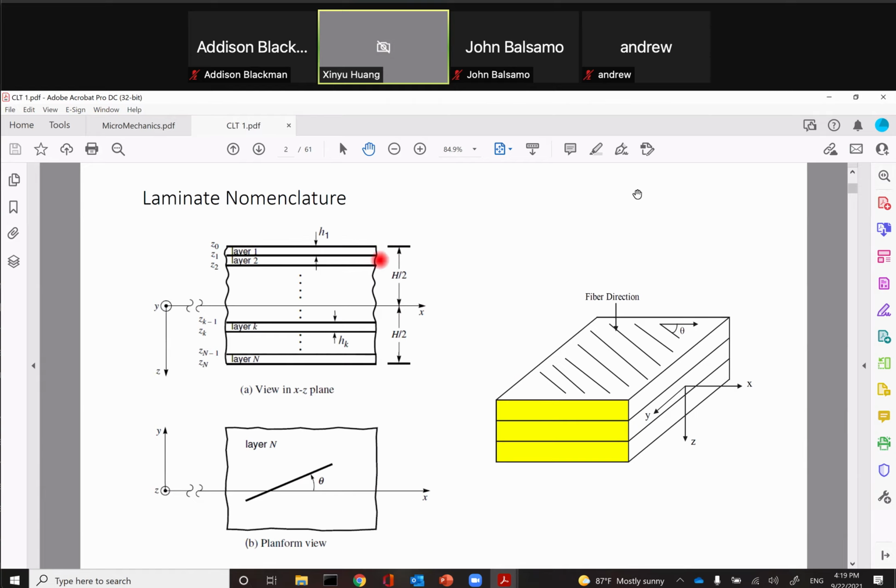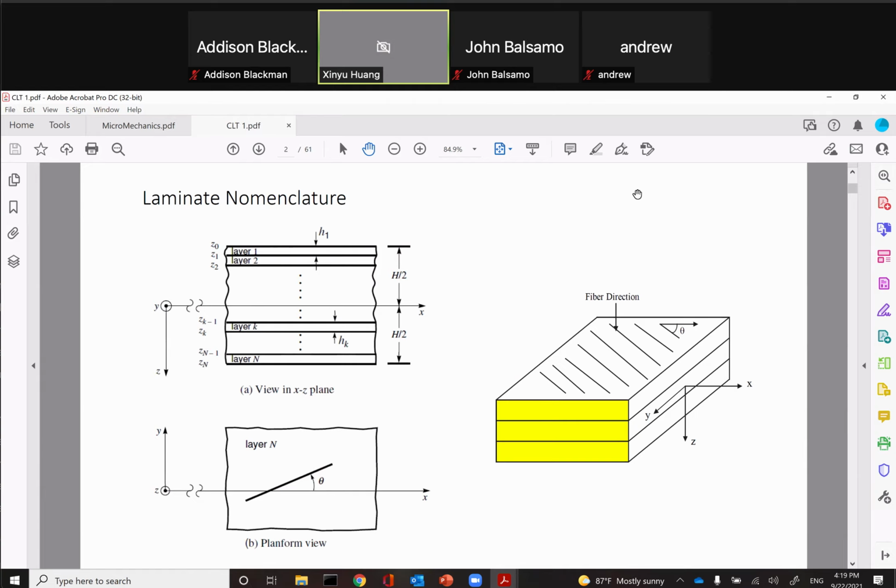And then Z1 is some number less than this, right? And Z2, if I give you a table that gives you all the Z's, you would know the thickness of every layer. That's where it was located. And then I tell you for each layer what the theta is. That will be the fiber orientation for that layer.